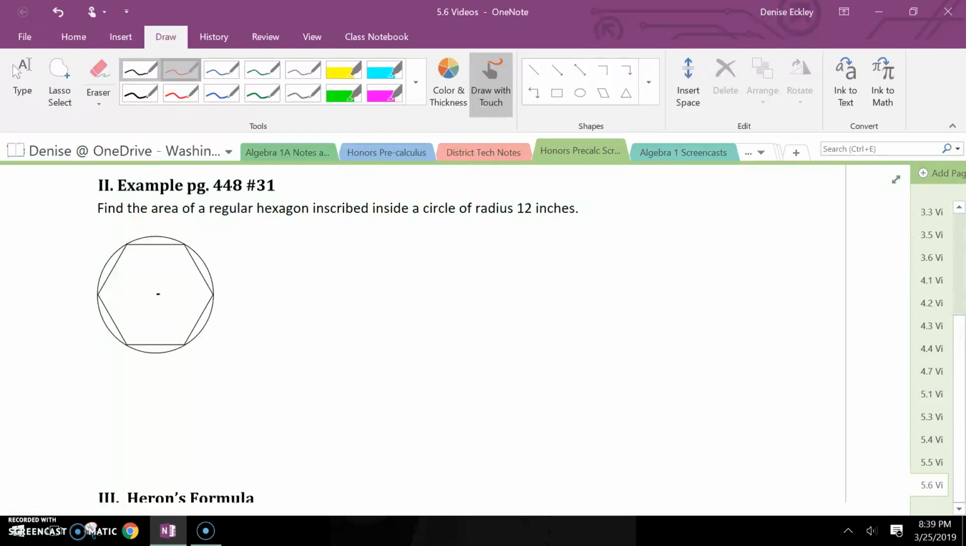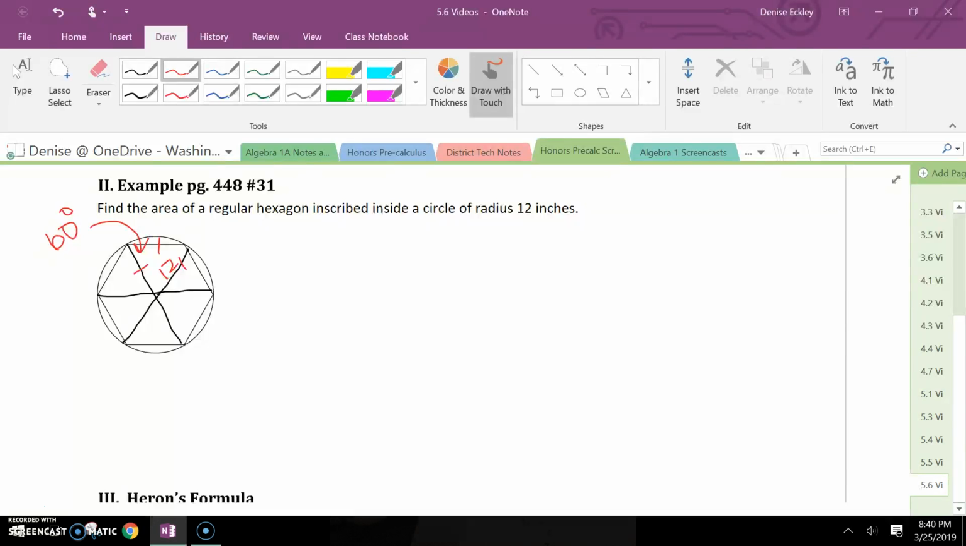So if I were to draw diagonals of the hexagon through the center, what I'm going to find is that I create 6 equilateral triangles, each of which have a side length of 12 inches. And each of these angles in each of the triangles are 60 degrees because these are equilateral triangles. So what I can do is just find the area of one triangle and then multiply that by 6 to find the area of the entire hexagon.